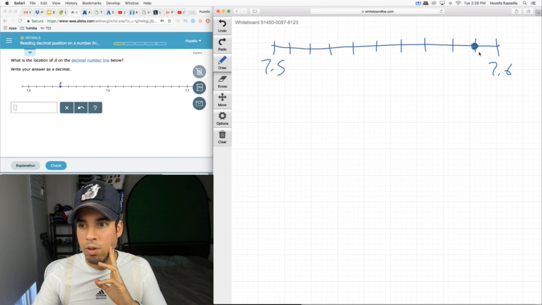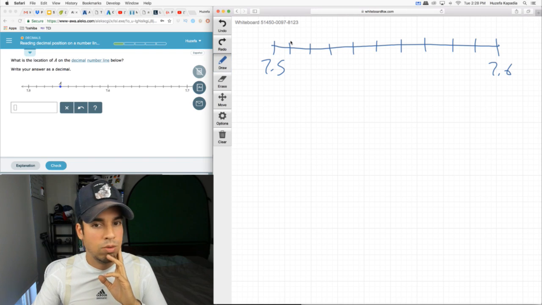So let's try and evaluate it again. So remember, in this case, we've got 1, 2, 3, 4 on the 4. 1, 2, 3, 4. So remember, this is 7.51, 7.52, 7.53, and 7.54.